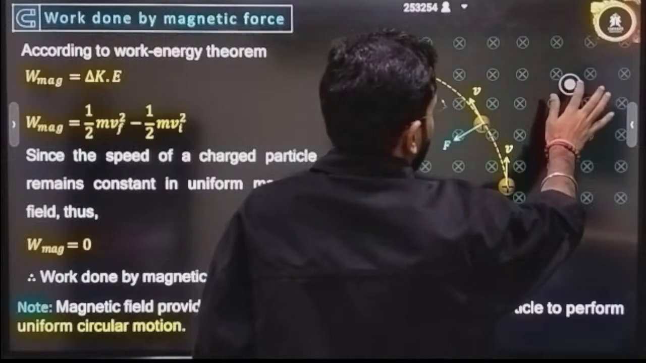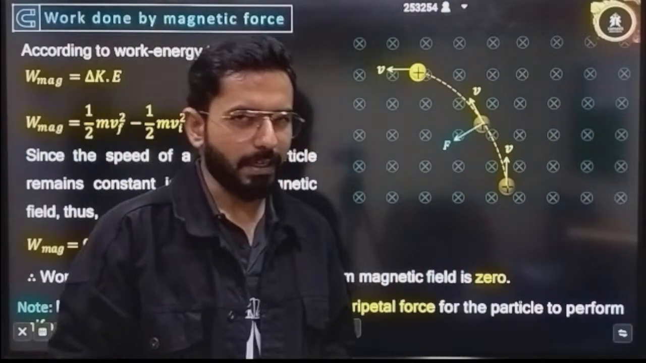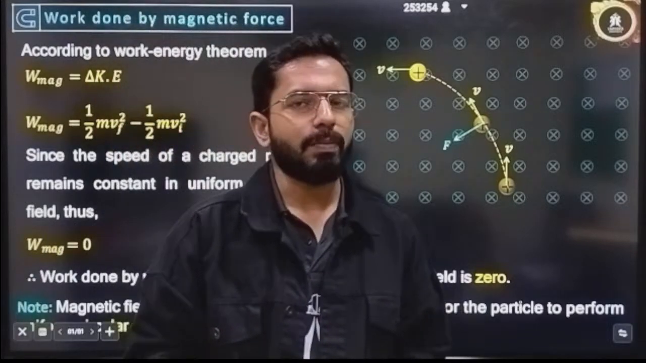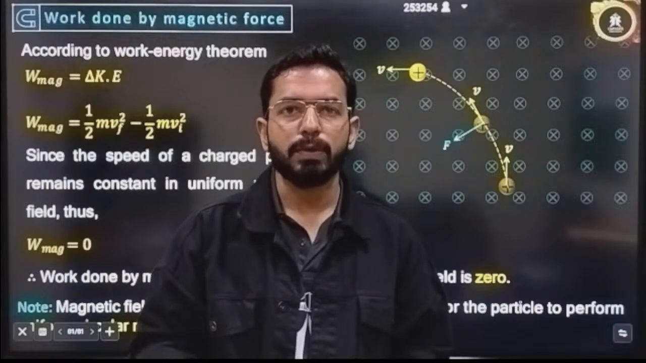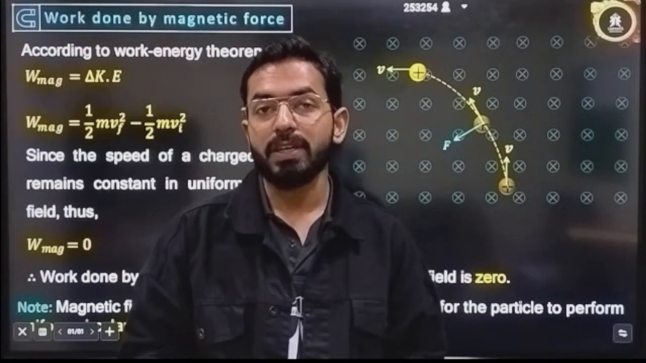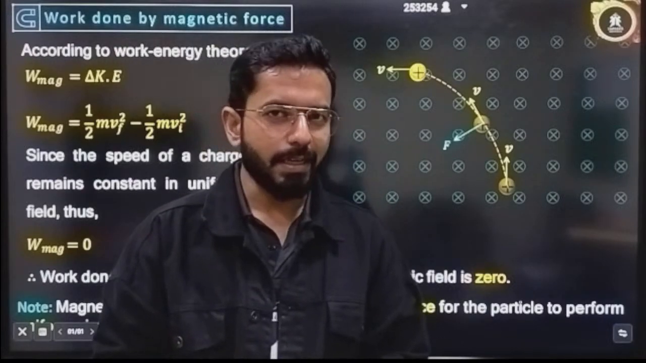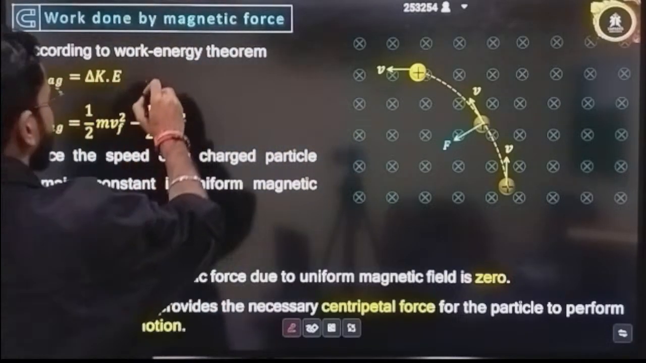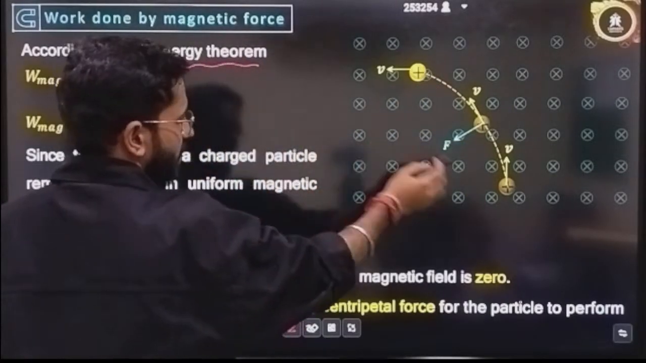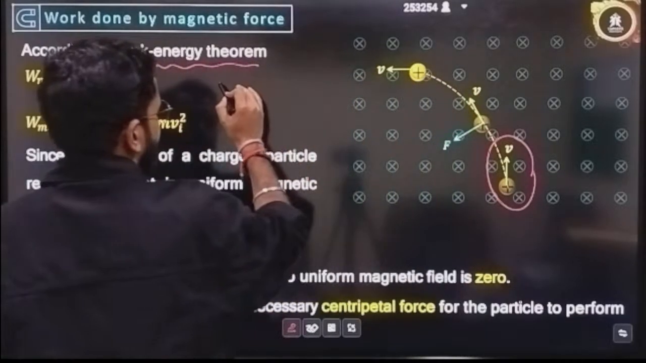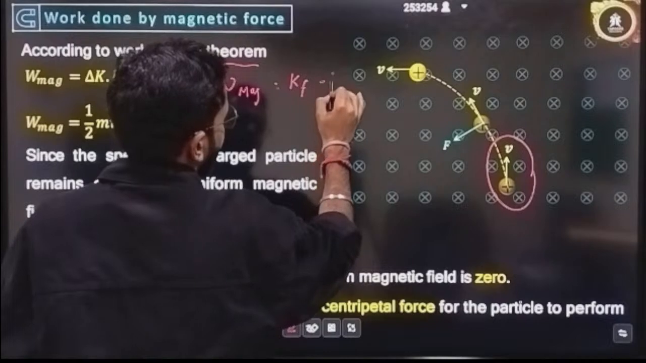Okay, first thing is, in the last lecture I have told you that magnetic force never changes the velocity, and this is a very important point that you have to understand about magnetic force. It has the property that it never interferes with the velocity portion. So if I am applying the work-energy theorem, let's suppose some magnetic force is acting on it, and initially it is having some velocity v. I will say work done by magnetic force is equal to K final minus K initial.